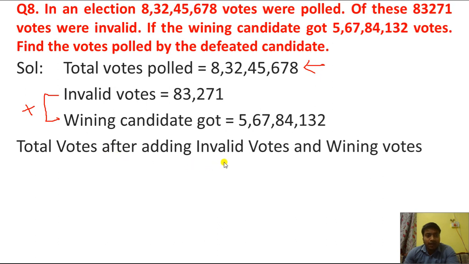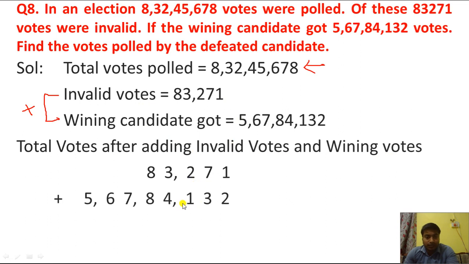So see, total votes after adding invalid votes and winning votes. So this is the invalid votes and this is the winning votes. Okay, so first we have to find out the total votes after adding invalid votes and winning votes. So this is invalid votes and this is winning votes. Okay, now we have to add.